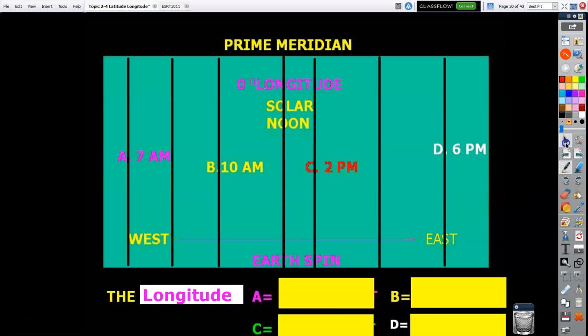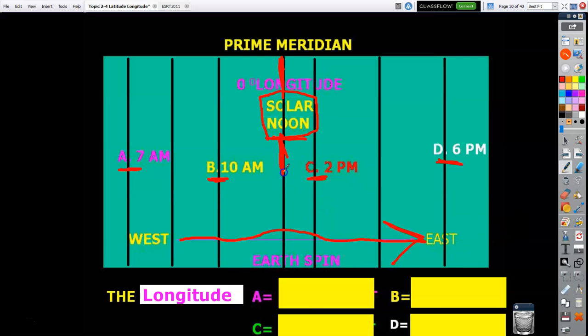Let's do some examples here. So the prime meridian is actually right here, right on this spot here. And the time of day is noon. Solar noon, which we'll get into, is basically when the sun is at its highest angle for the day. But on a clock, we'll call it 12 o'clock noon. I've got B over here at 10 a.m. I've got A at 7 a.m. C is at 2 p.m. D is at 6 p.m. And I put the Earth's spin down here. We're moving, again, west to east. We're heading this way, toward the east.